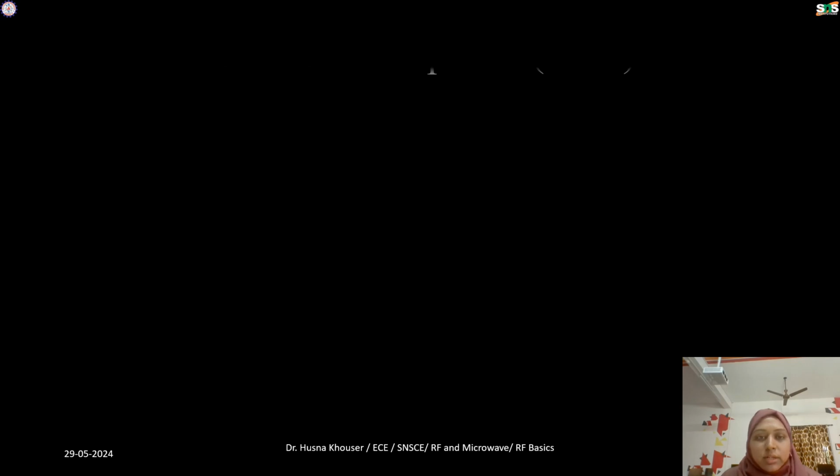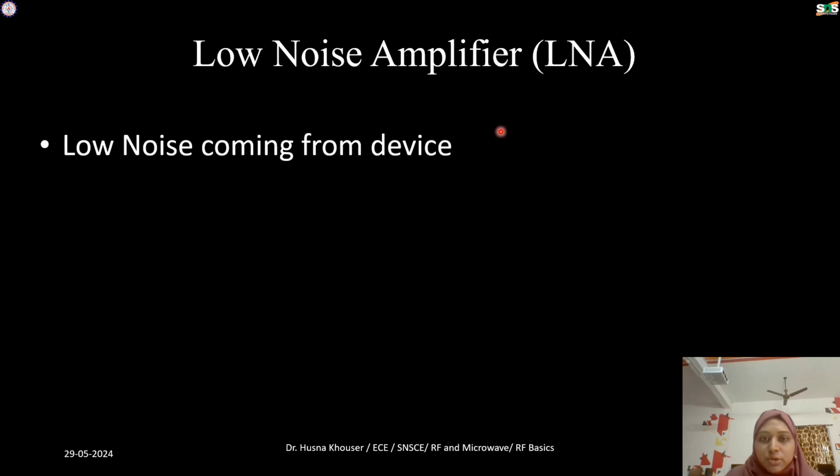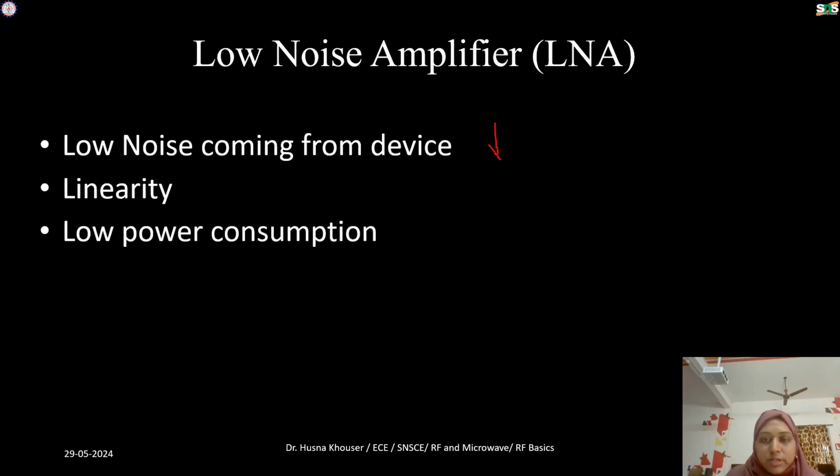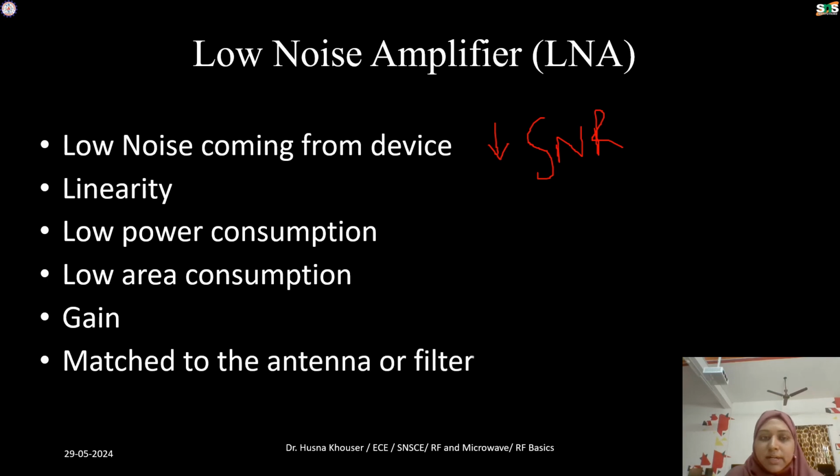Now, what are the requirements for an LNA? We need low noise coming from the devices, so the SNR out should be high, that is, the noise should get reduced. The main purpose of the LNA is to reduce the noise and increase the SNR out ratio. The system should be linear, and we want low power consumption. When we think about battery usage, we have to think about low power consumption, low area consumption, and gain.